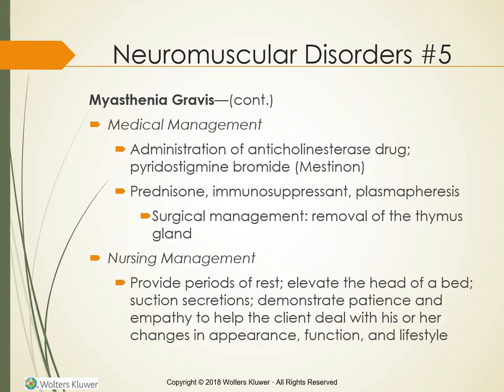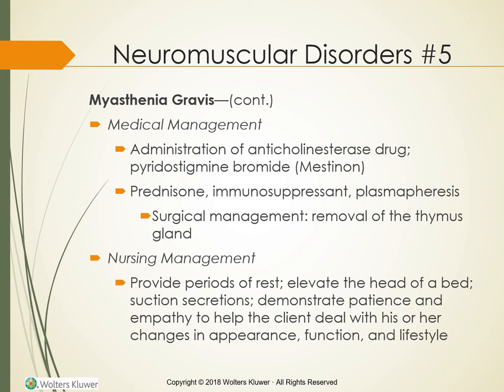Medical and surgical management. Treatment involves facilitating normal neurotransmission with administration of an acetylcholinesterase drug such as Mestinon, prostigmin, and Mytelase. Mestinon has a generic name, pyridostigmine bromide. Prostigmin has a generic name, neostigmine, and Mytelase has a generic name, ambenonium chloride. The therapeutic effect of these drugs prolong the action of acetylcholine, which sustains muscle contraction. The dose of the drug is adjusted according to the client's response to therapy.